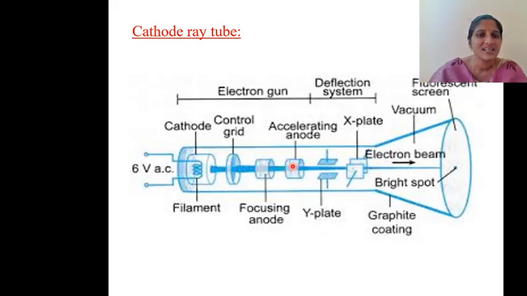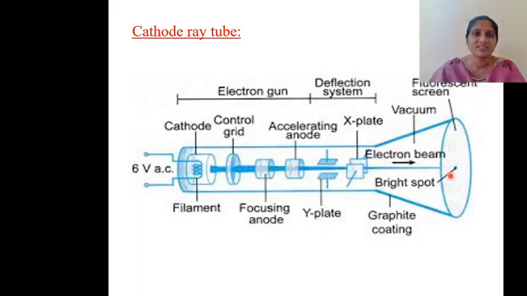Next, the speed of the electron beam is increased by using the accelerating anode, and next it is fed to the Y plates and X plates in order to change the direction of the signal. That is, left side or right side is done by the horizontal plates, and upwards or downwards by the Y plates. So by using different deflection plates, you can deflect the signal, and then it is fed to the fluorescent screen, where the electrical signal is converted into light signal and displayed on the fluorescent screen. So this is about the CRT.